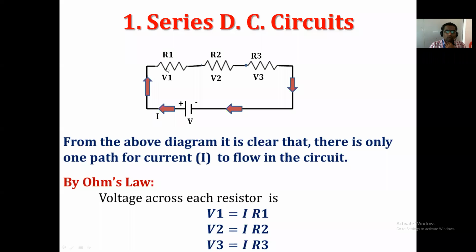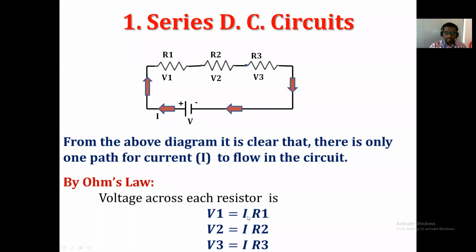If you have the value of I and you know the resistance of the resistor, by applying Ohm's law we can easily calculate the voltage across resistor R1, which we assume as V1. Applying Ohm's law, V is I into R, and the resistance is R1, so V1 is equal to I into R1. Similarly, the voltage across R2, V2, is equal to I into R2. And the voltage across R3, V3, is equal to I into R3. It is just Ohm's law.